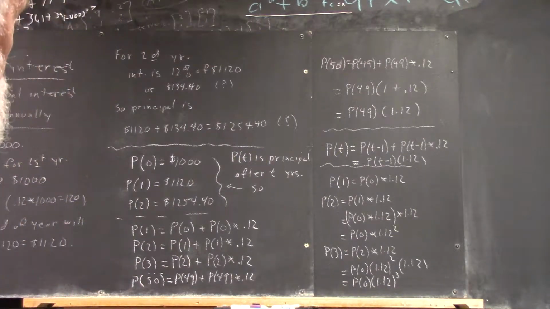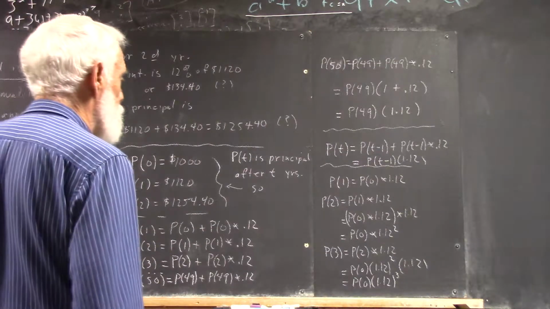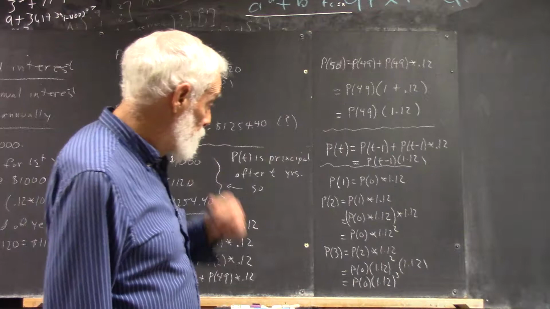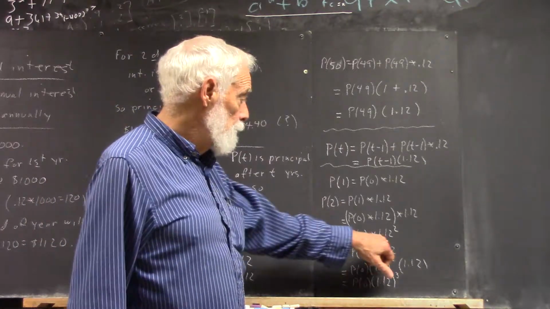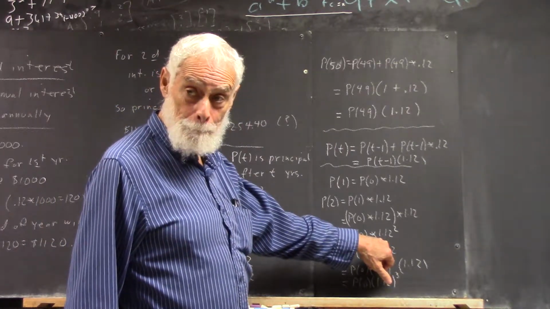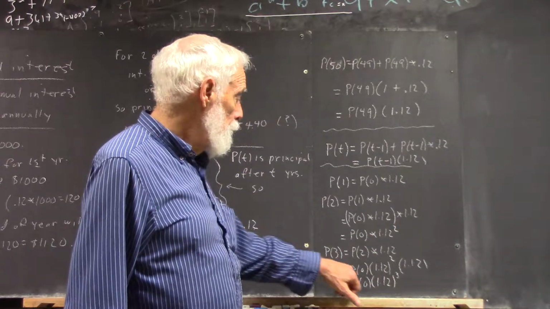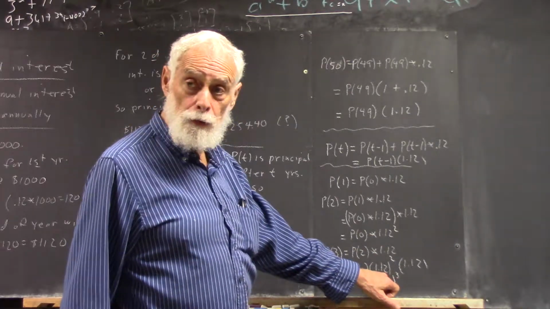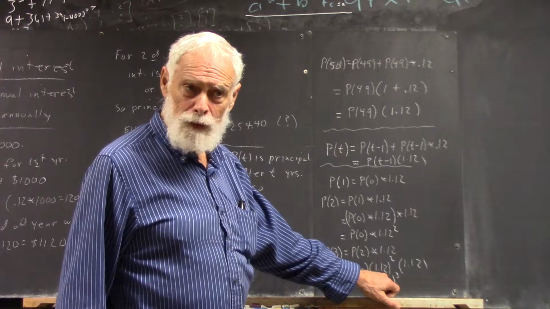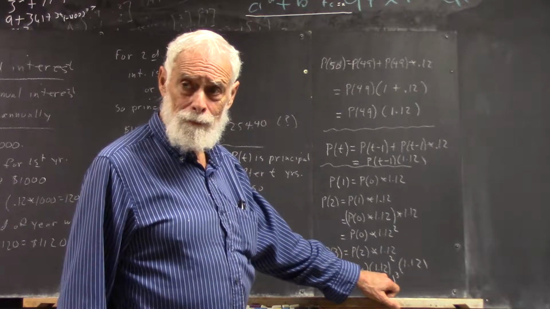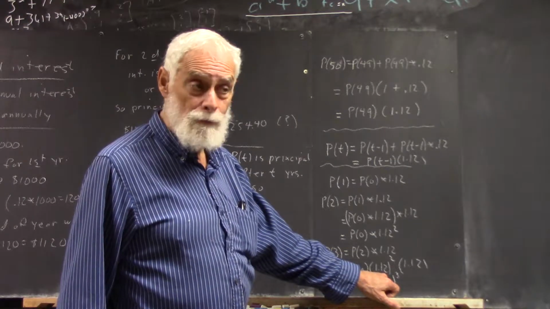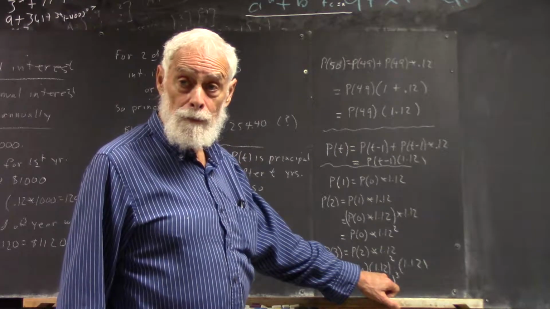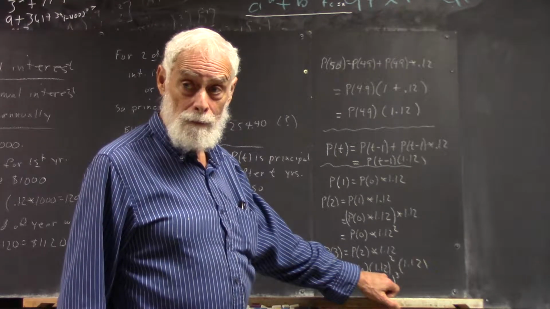So what do you think P of 50 is going to be? Well, there's kind of a pattern here. P of 2 is P of 0 times 1.12 squared, right? P of 3 is P of 0 times 1.12 cubed. So what would P of 50 be? P of 0 times 1.12 to the 50th power, right? Okay?